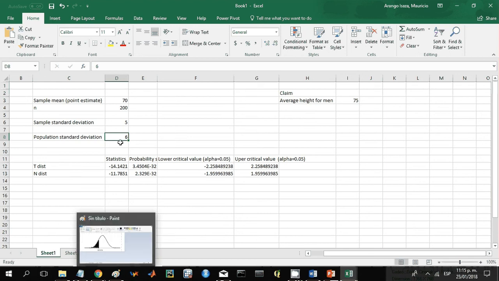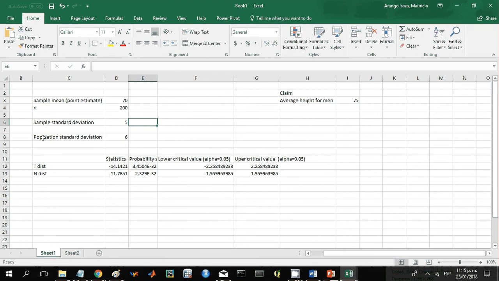If you don't know the population standard deviation, you're going to use a t-distribution. But if you know the population standard deviation, which is not going to be very common, you will use a normal distribution. And that's going to be the only difference between these two cases. So the first thing is to calculate your statistic.